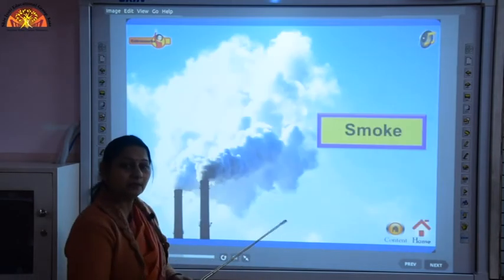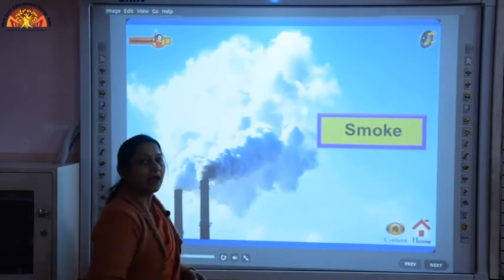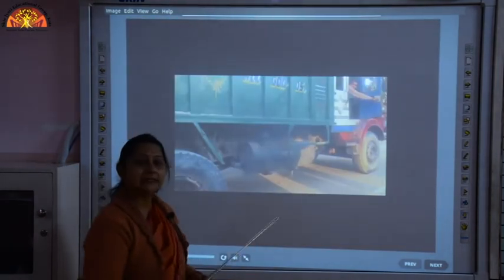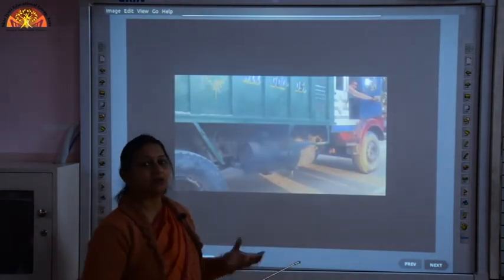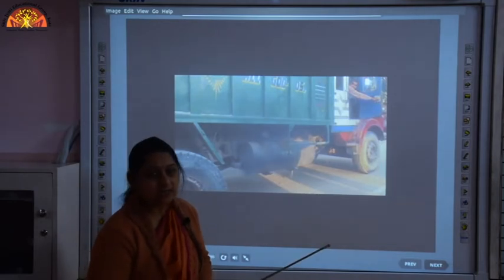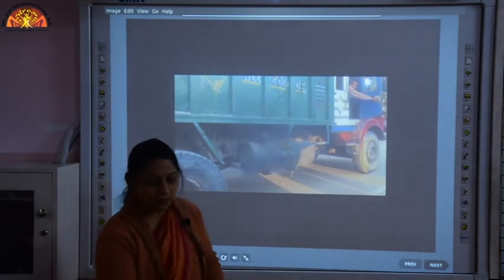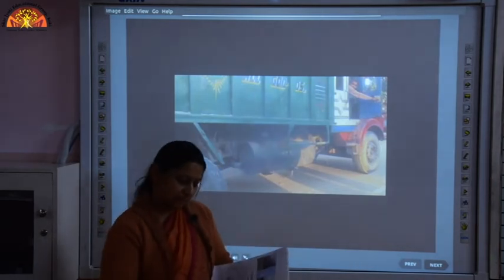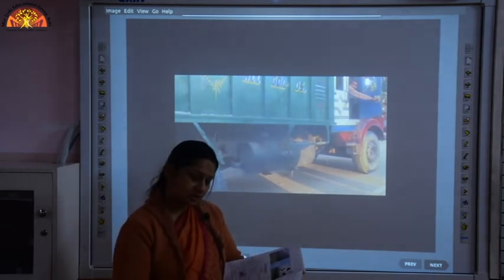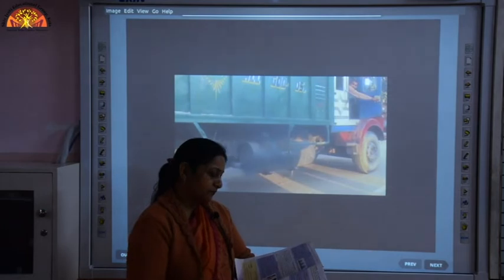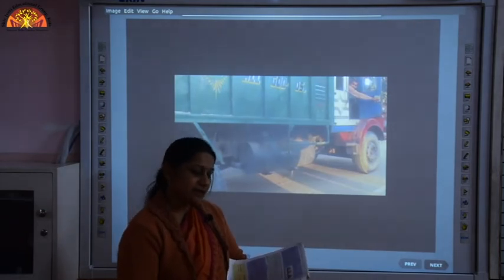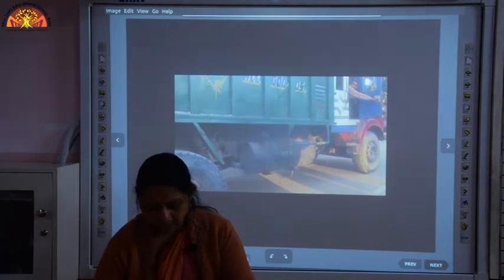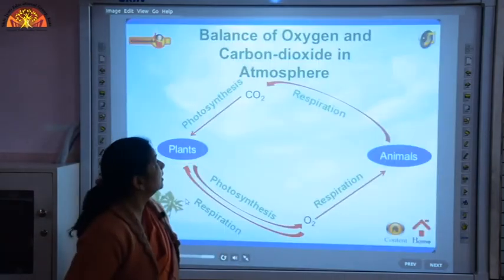The other component of the air is smoke, and this smoke is given out by the automobiles and the chimneys of industries. So, these are the components of air. What are the components of air? We have done that the air is made up of nitrogen, oxygen, water vapors, carbon dioxide, dust and smoke particles. Now we come to the topic air supports life.